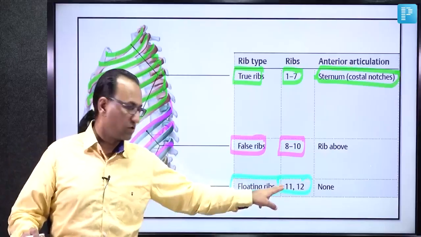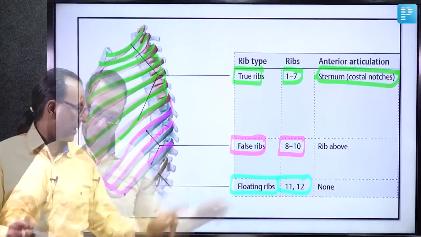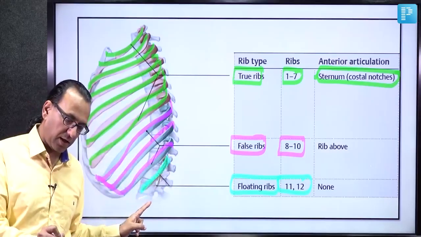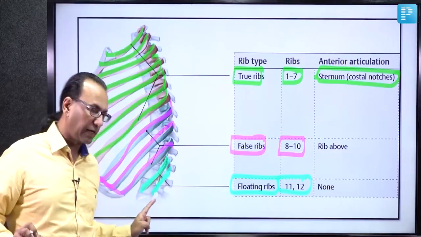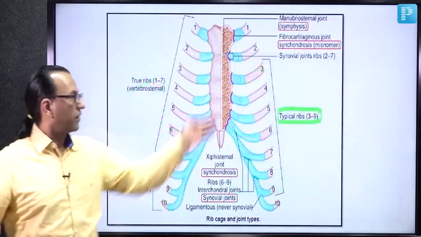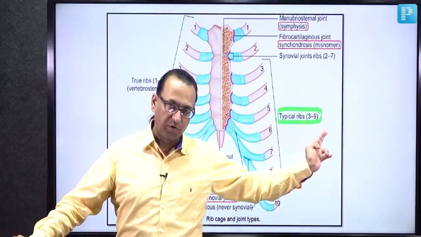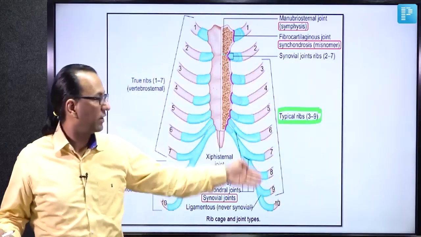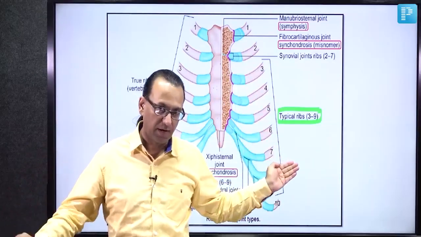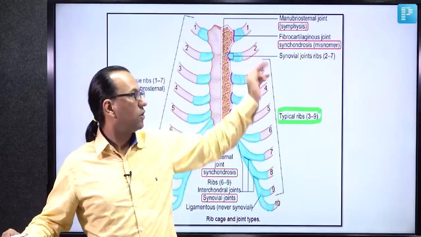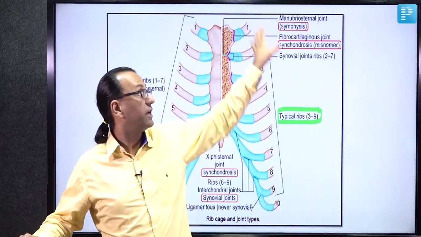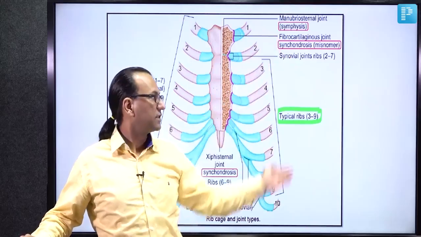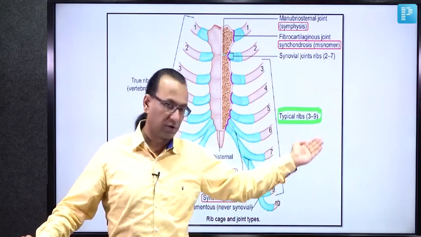Their anterior end has no attachment as such. And here are rib number 11 and rib number 12. Their anterior ends are free with no attachments at all. Looking from the front view, you will see ribs 3 to 9 are typical ribs, having the features a typical rib should have. But ribs 1, 2 and ribs 10, 11, 12 are atypical ribs because they do not have the features a rib is expected to have.